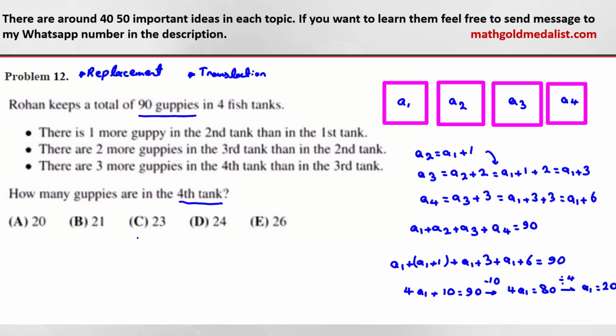So the problem says what? Fourth tank is what? So A4 is what? A4 was A1 plus 6. A1 is 20, so here we reach 20 plus 6, which is 26. Okay.